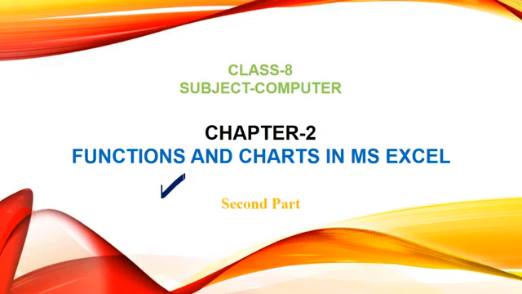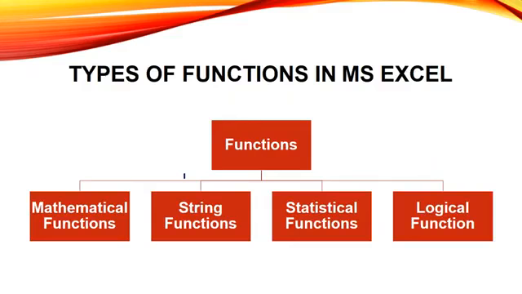So now let's start. As I have told you in the previous turn, our functions are divided into four categories. These four categories are mathematical functions, string functions, statistical functions and logical functions. So today in this turn we have to discuss the first two categories, mathematical functions and string functions. And in the next turn we will discuss the statistical functions and the logical functions.